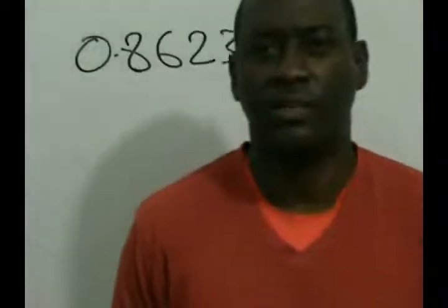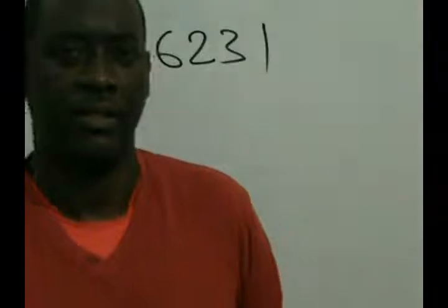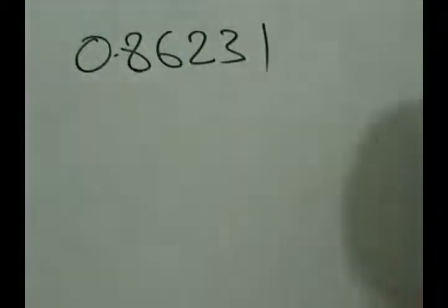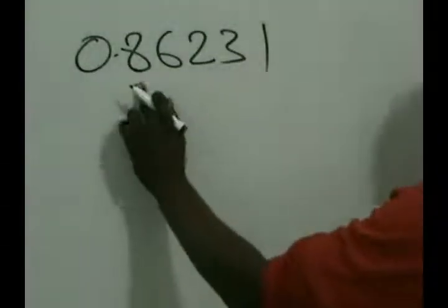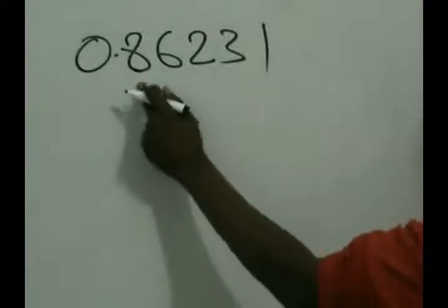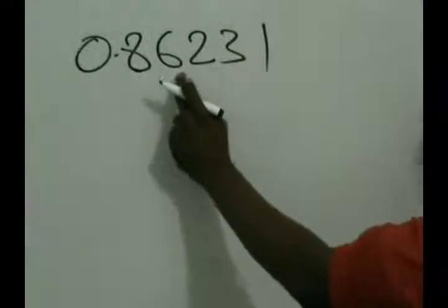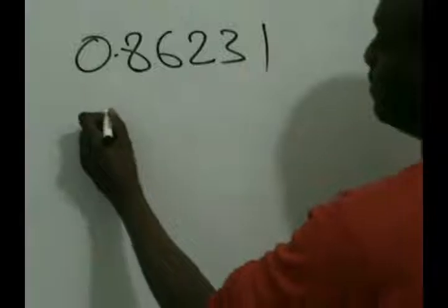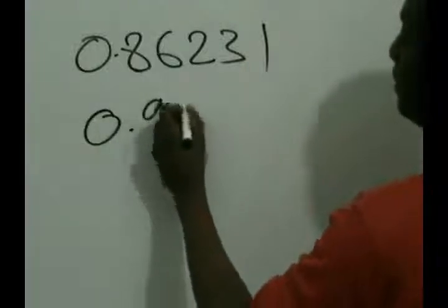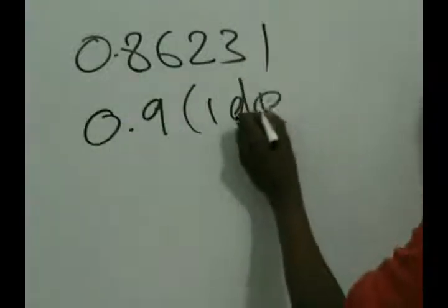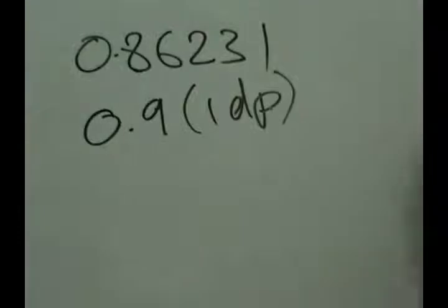Say we want to round that off to 1 decimal place. For whatever reason, in whatever situation we may find ourselves, we want to round it off to 1 decimal place. Look at what we do. We count the first decimal place, which is 8. 8 followed by a 6 will give you a 9. So this will be 0.9 to 1 decimal place.